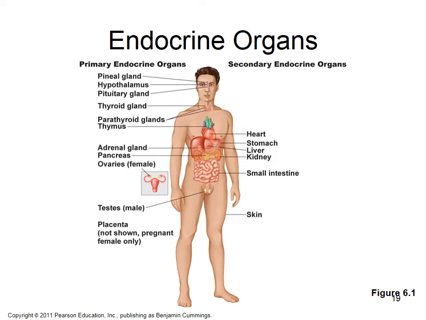Primary endocrine organs, their main role is to produce hormones. Secondary endocrine organs produce hormones, but that's not their main role. So what's the main role of your heart? Pump blood. Pump blood. It also produces atrial natriuretic peptide. How about your stomach and small intestine? What are the major roles of your stomach and small intestines?